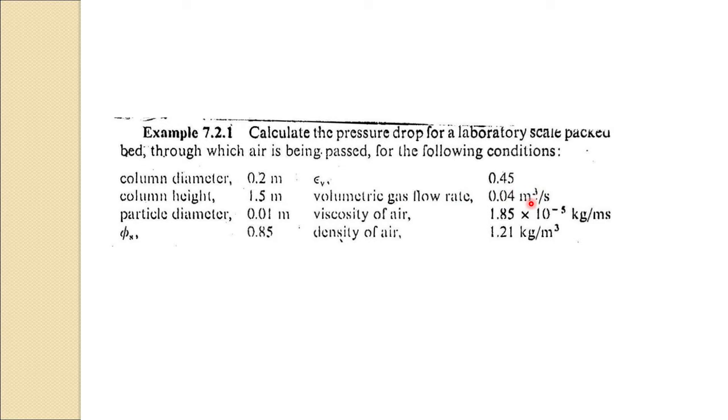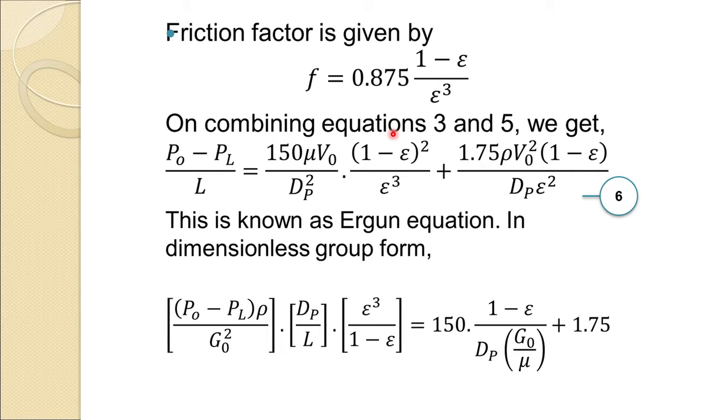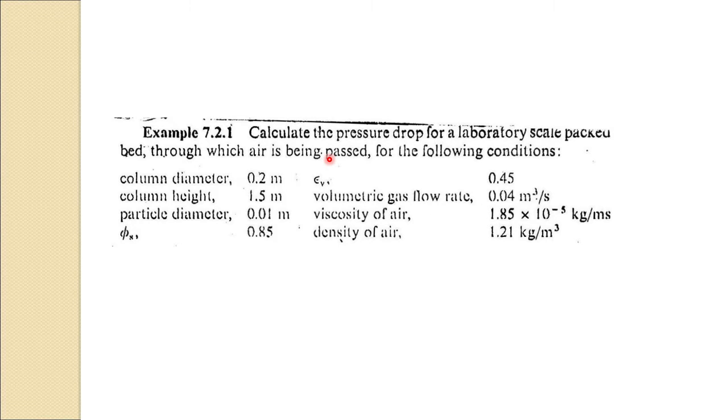So, it is a volumetric gas flow rate, viscosity of the air is given and density of the air is given. So, you have to find out the pressure drop. Essentially, if you substitute the values in this, you need the particle diameter, which is given, the length is given, the void fraction is given, but you need the velocity, which is not given.